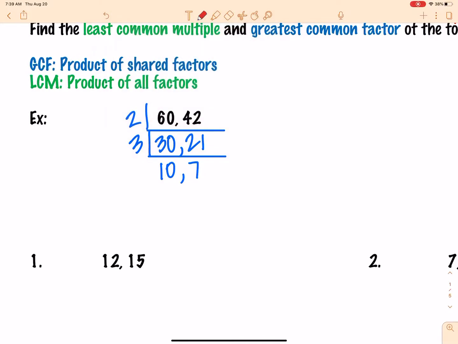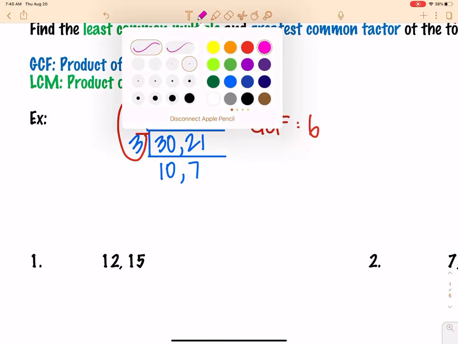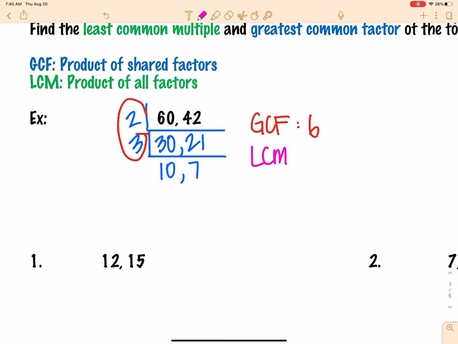So for GCF, you just look at the left side of that division symbol. I like to make a G, like this, to remind myself it's GCF, and you just multiply those two numbers: 6. And then for LCM, I take all the numbers by making a bubble letter L, as you can see here. And we multiply all those numbers, 2, 3, 10, and 7. Multiply those all out, you would get 420.